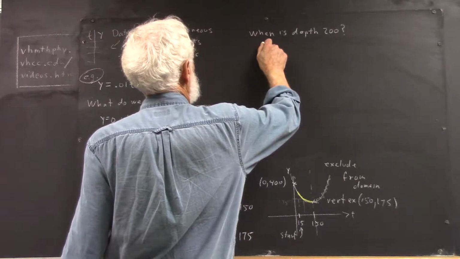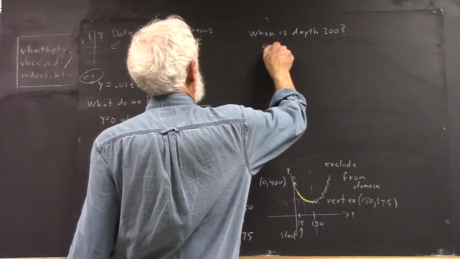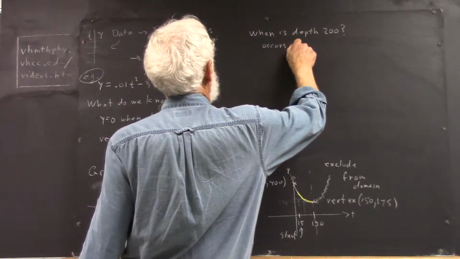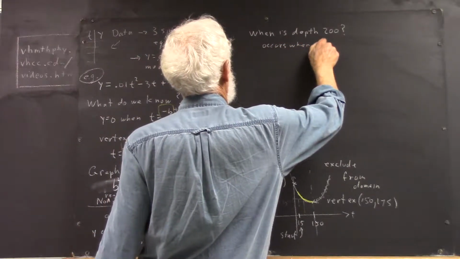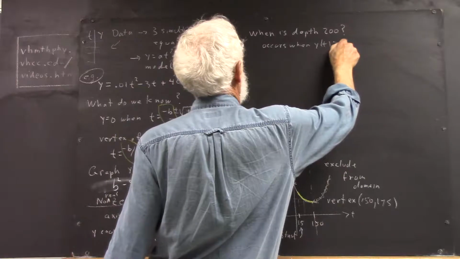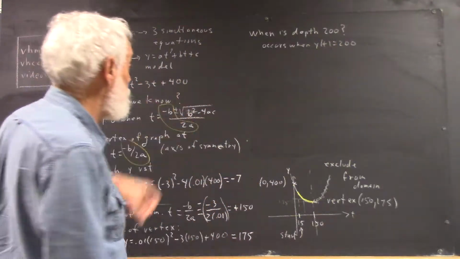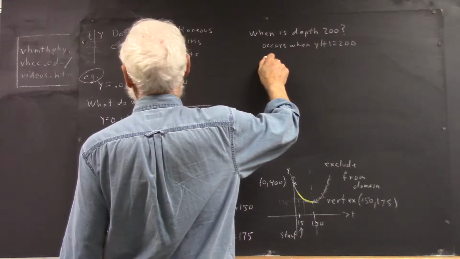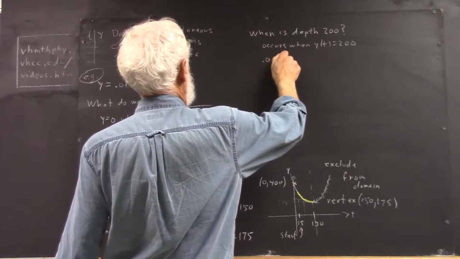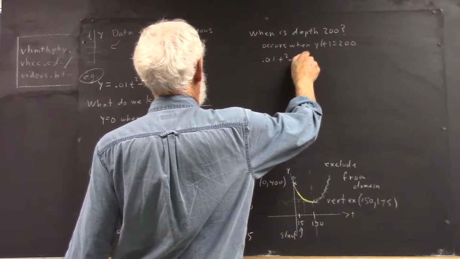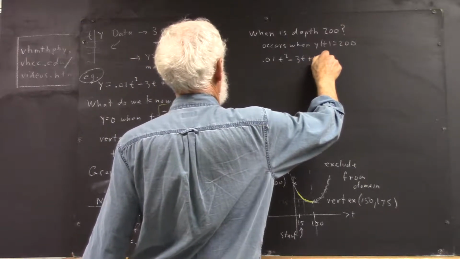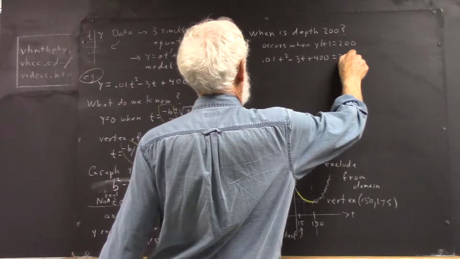So this occurs when y of t equals 200. Of course, y of t is this function. So we write 0.01 t squared minus 3t plus 400 equals 200.